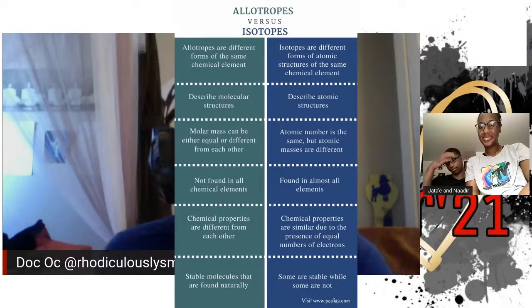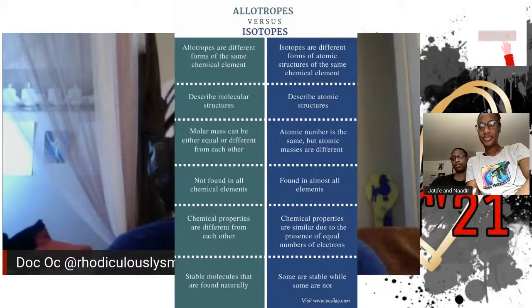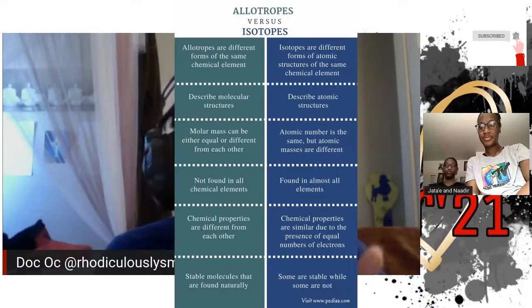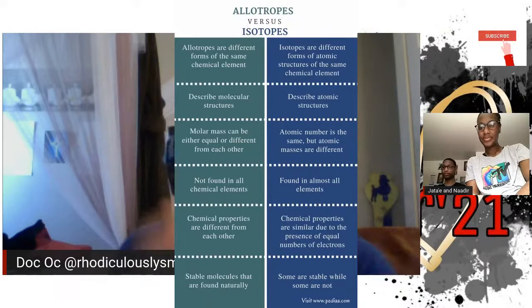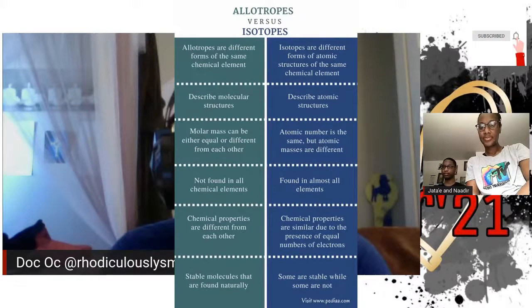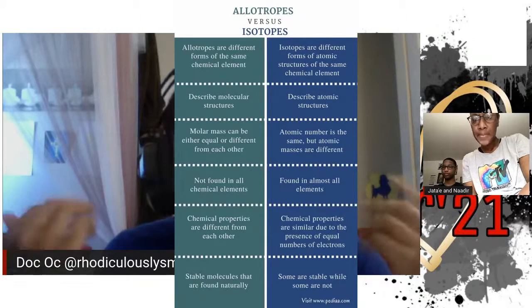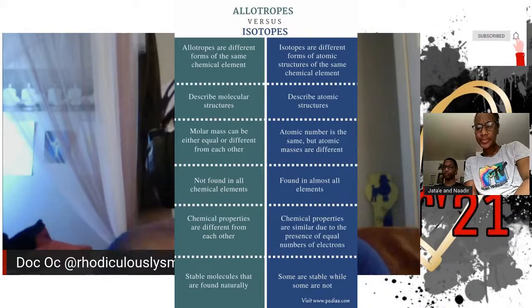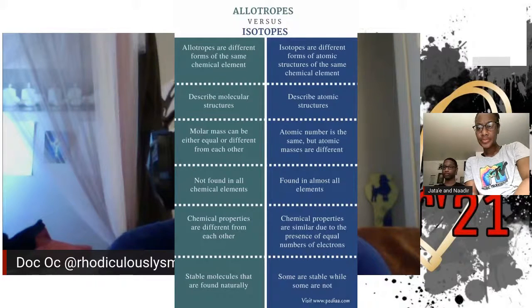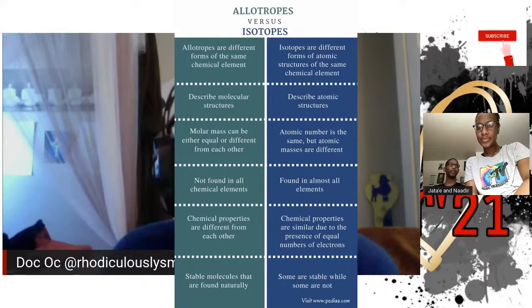Yeah, there we go. Okay, and then isotopes are different forms of atomic structures of the same chemical element. They're going to react very similarly, as you can see halfway down. It says chemical properties are similar due to the presence of equal numbers of electrons. Like I said, electrons are the ones that get busy and do all of the reacting, so having a different weight wouldn't really do much for you.